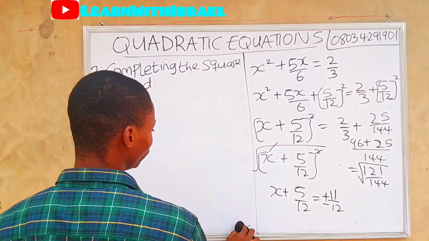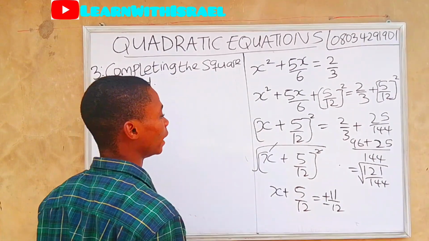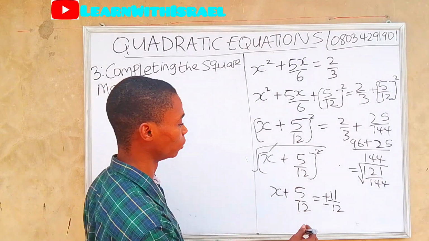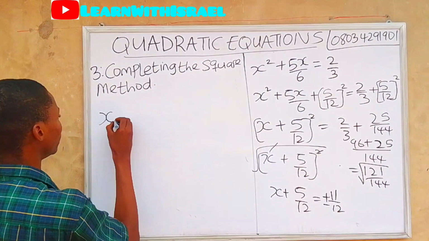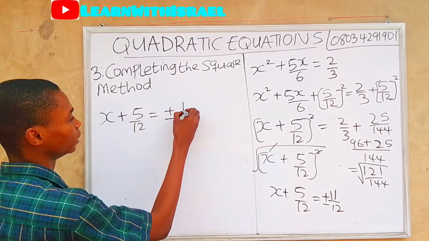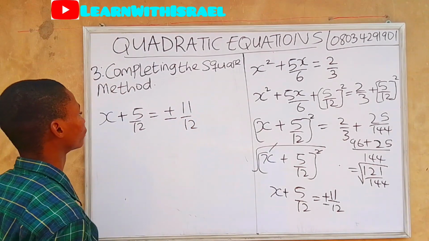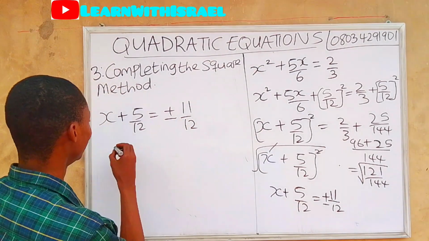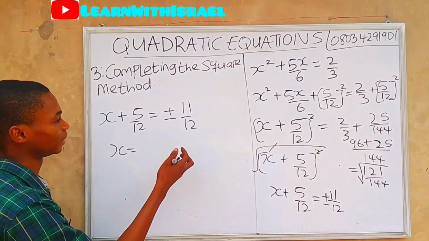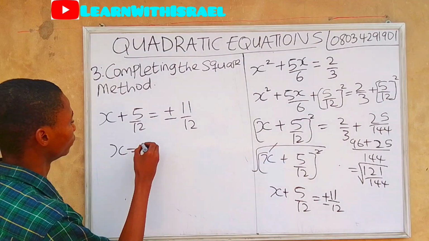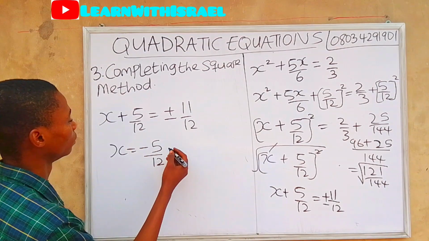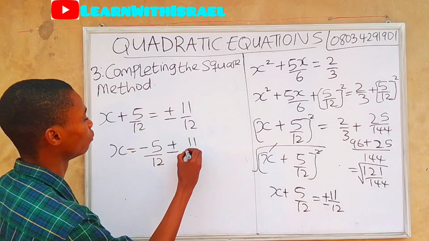I hope you are jotting this note down so you can check again and again any part that you do not understand. You can rewatch the video. So let's bring our value here. x plus 5 all over 12 equals plus or minus 11 over 12. So what next? x equals, let's take 5 all over 12 to the right hand side. x equals minus 5 all over 12 plus or minus 11 over 12.